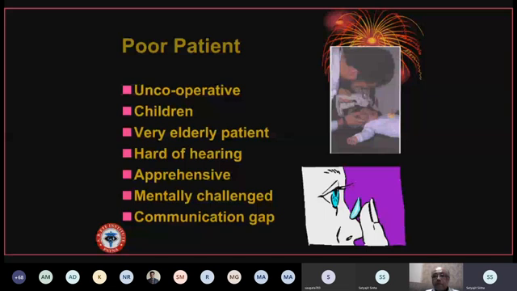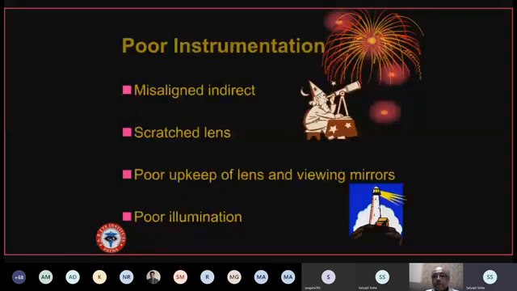So, especially children, uncooperative patients, very elderly patients, they are hard of hearing. They will not know whether you're saying "niche dekho, upar dekho". Apprehensive patients, mentally challenged patients are patients where indirect ophthalmoscopy becomes very difficult.